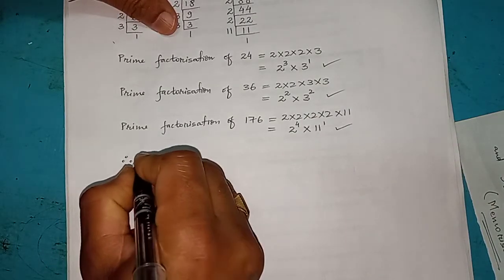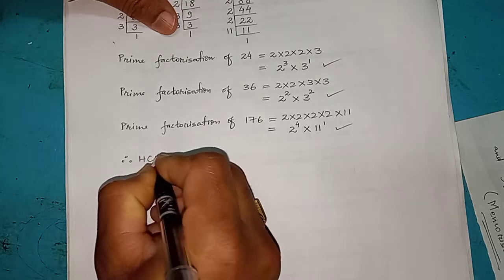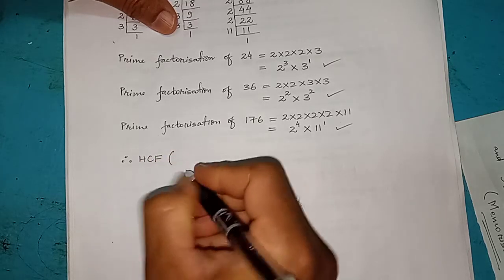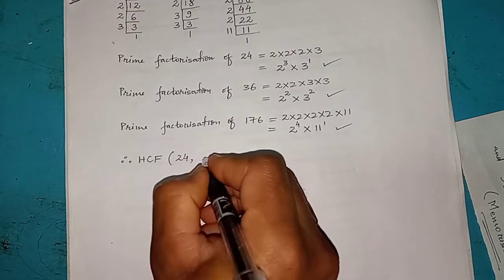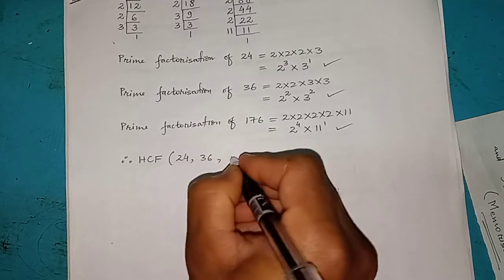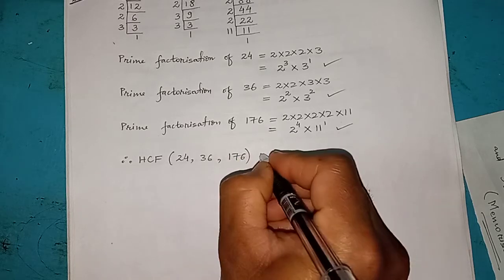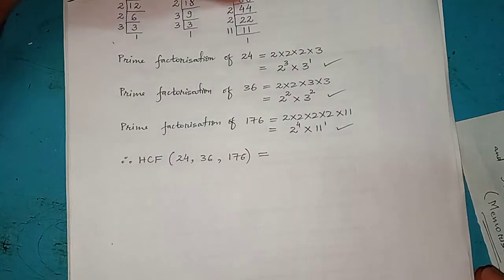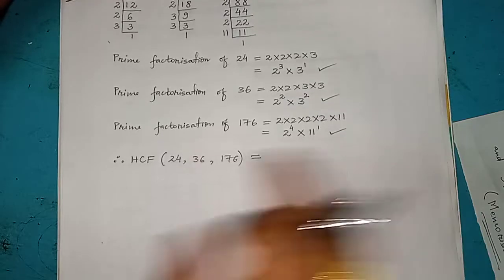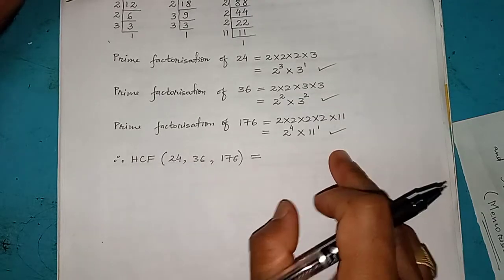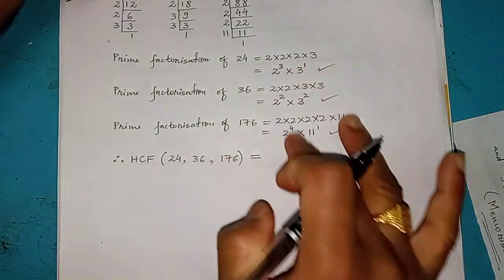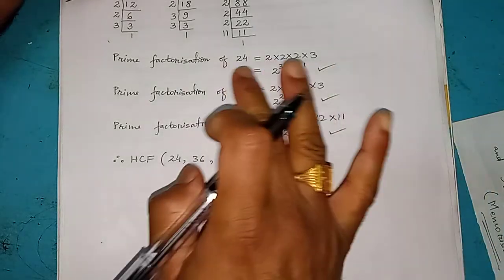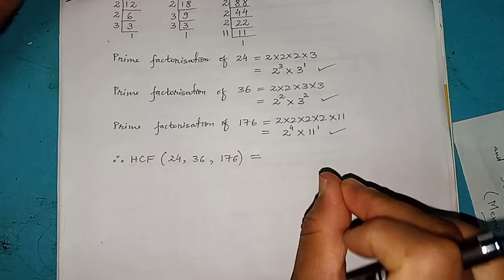the HCF. So basically it's better to start with HCF. Finding all this. Therefore HCF of 24, 36 and 176 is equal to, let me tell you once again, what is HCF? HCF is the product of all the common prime factors. Common, it should be present in all three. This time there are 3 numbers given, so that prime factor should be present in all 3.